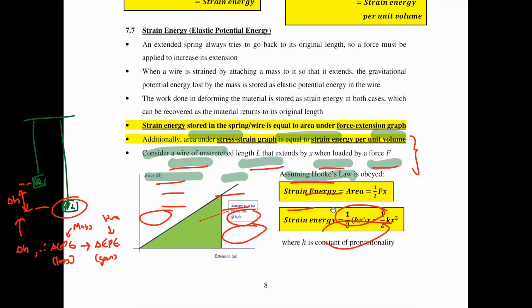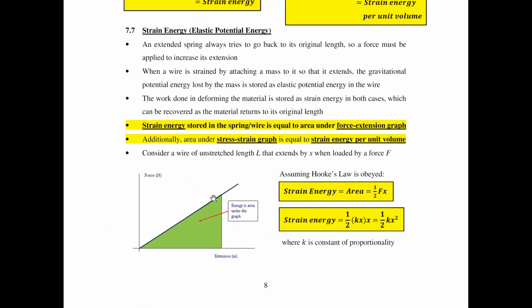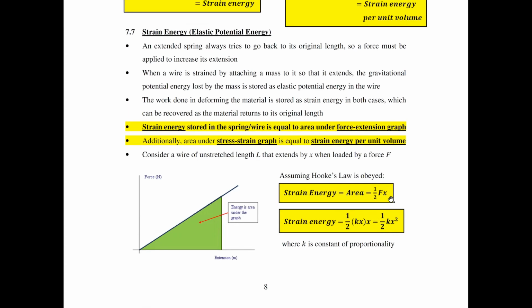If your wire obeys Hooke's law, your force extension graph looks like this. It's a straight line that passes through the origin. So strain energy is the area under the graph. It's going to be half Fx. If you sub in Hooke's law, F equals Kx, you're going to get half Kx squared. Both of these are used to find strain energy, provided Hooke's law is obeyed.